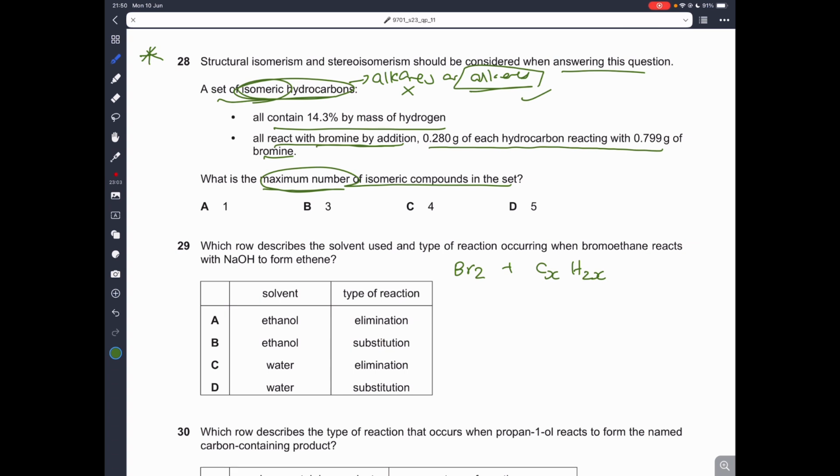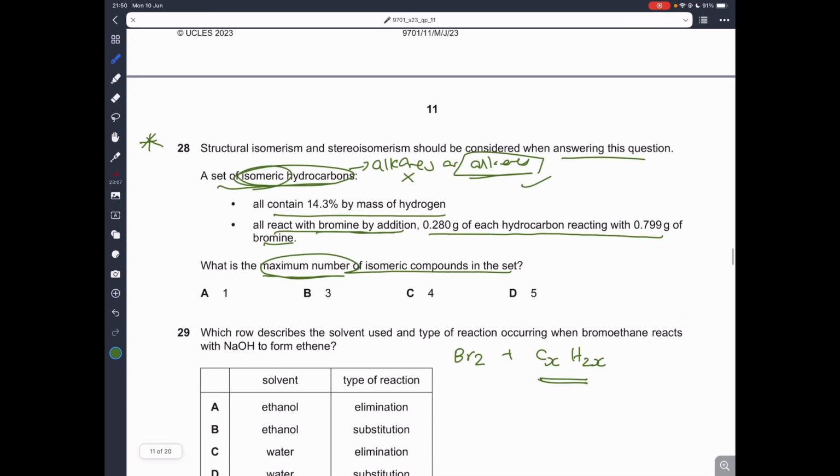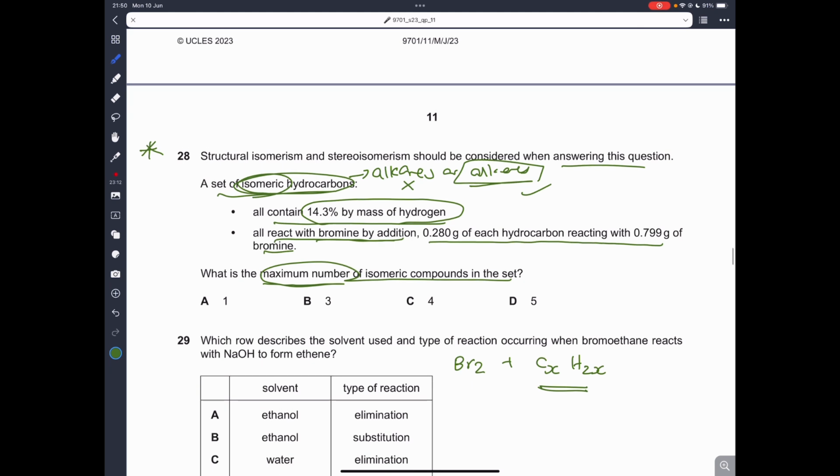Right. Okay. We don't know whether it's an alkane or not. But first, we have to check this. We are given 14.3% by mass of hydrogen, so it's a hydrocarbon that only contains carbon and hydrogen, right? So we can say the general formula of alkenes is basically CH2, because C2H4, when you simplify it down, has the empirical formula CH2. So we will use this empirical formula to find the number of carbon atoms and hydrogen.